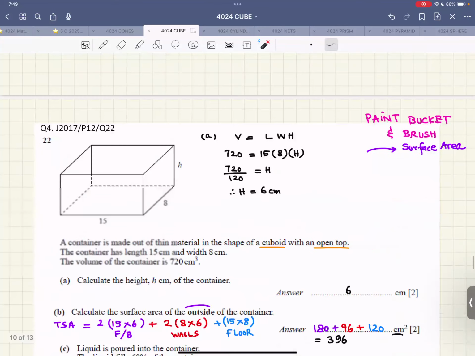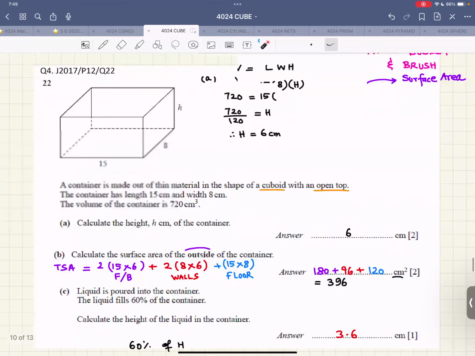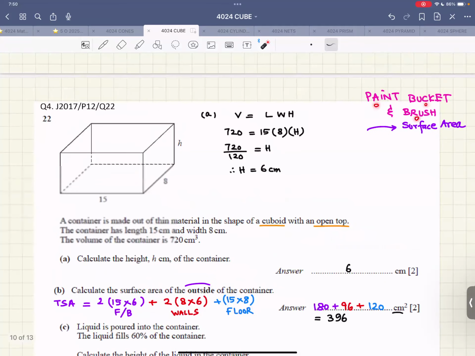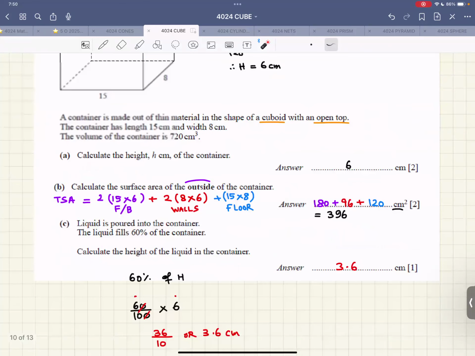Now let's look at the working. 720, 15 into 8 into h, h comes out to be 6. And paint, bucket, and brush. That's how you think about surface area. You have a bucket full of paint, and I have given you a brush, and I ask you to go and paint on the outside. So whatever area that you paint, that is the surface area.